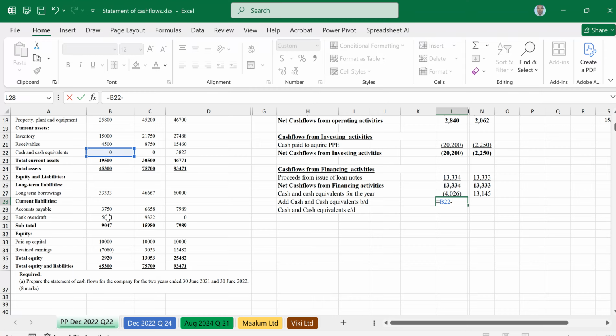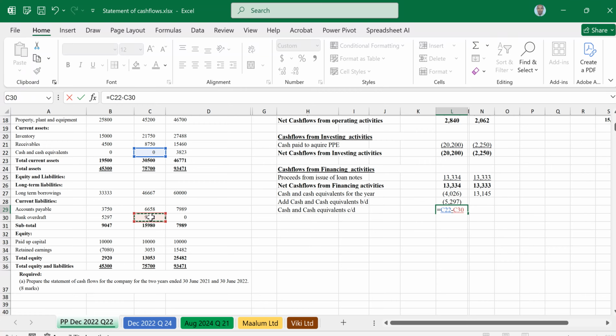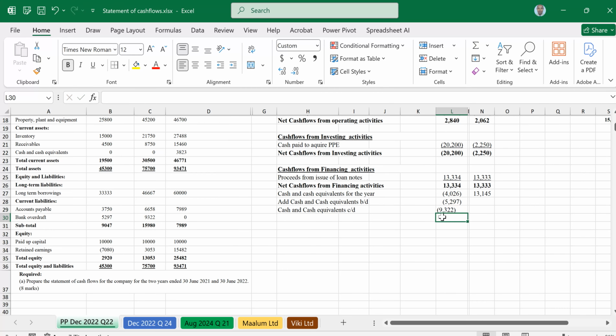Bank overdraft is 5297. So 0 minus 5297. Now carried down will be equal sign 0 minus 9322. So the final answer is what we have there.